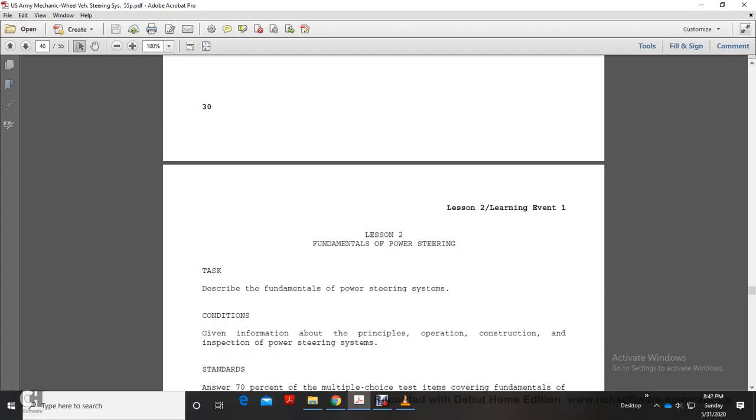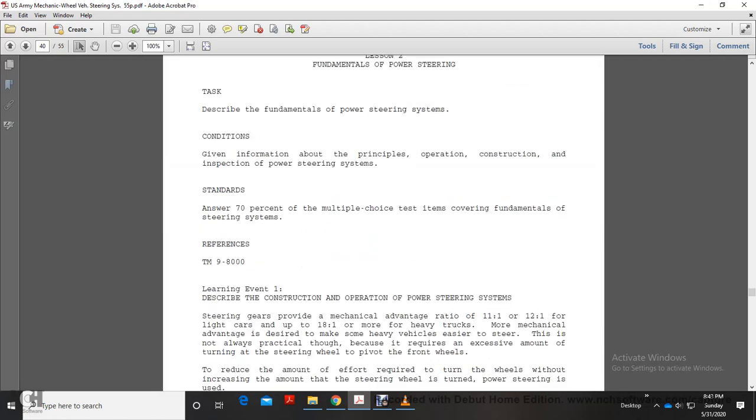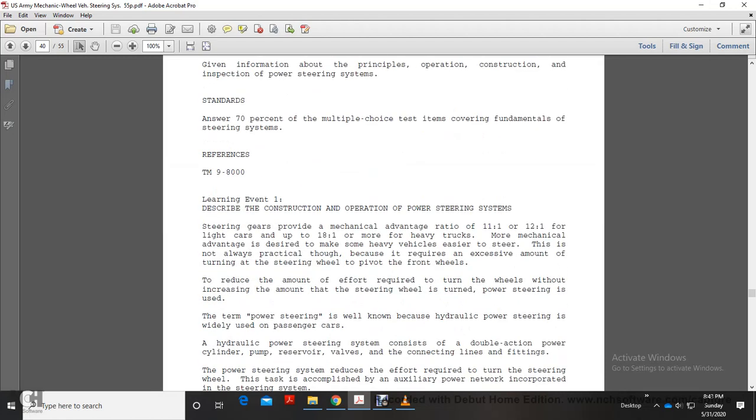Alright, lesson 2, fundamental power steering. Describe the fundamentals of the power steering system, given the information about the principal operation, construction, and inspection of the power system, reference TN 98000 letters. Let's grab event 1. Describe the construction and operation of the power steering system.